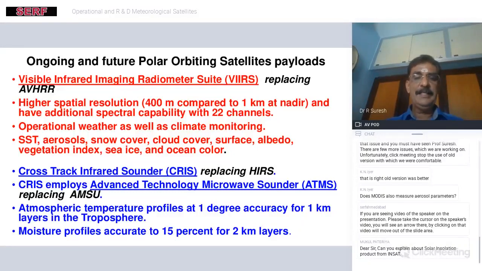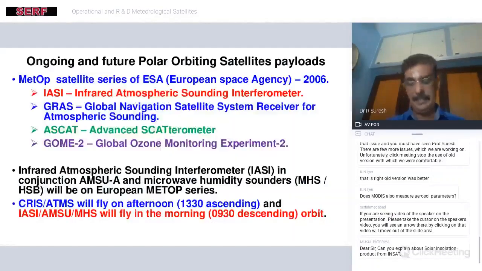And the HIRS sounders are replaced by the Cross-track Infrared Sounder series. It replaces the AMSU by using advanced microwave sounder technology. It's again a suite. And we want to have the temperature profile at 1 degree accuracy at 1 kilometer over the tropospheric layers, and humidity in a 2 kilometer layer at 20% accuracy.